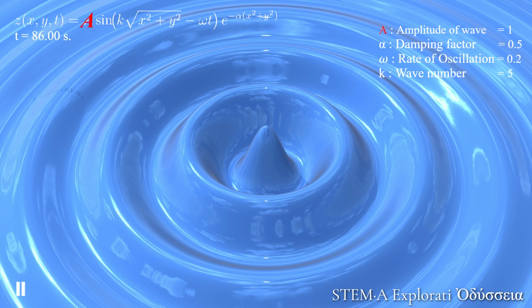So let's break down our wave. A is the amplitude, basically how tall the ripples are. Alpha is the damping factor. It shows how quickly the waves fade away. Omega is the oscillation rate, how fast the wave wiggles. K is the wave number, telling us how close the ripples are packed together.